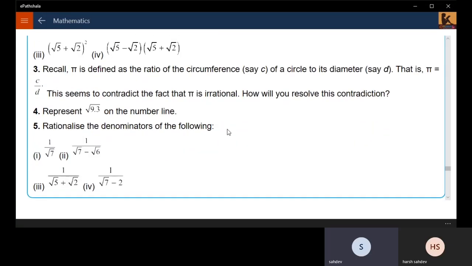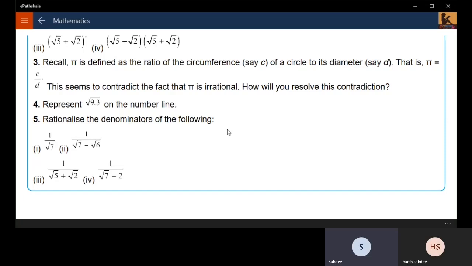Okay, the circumference. So what is the circumference of a circle? Circumference of a circle is 2 pi r and diameter is d. And we know that the value of pi is the circumference upon d, means upon 2r, that is pi.